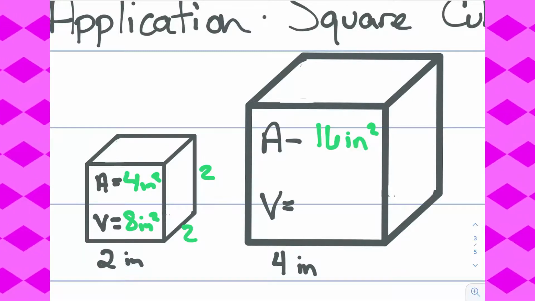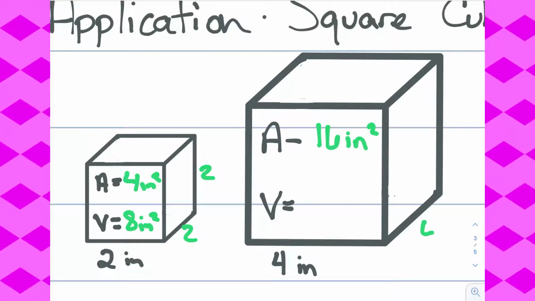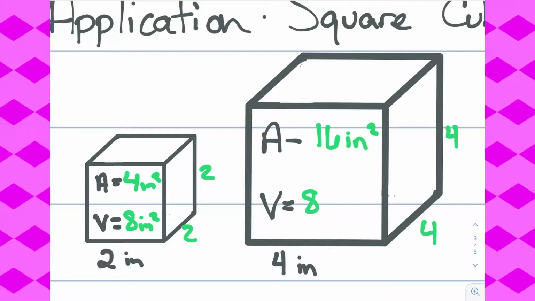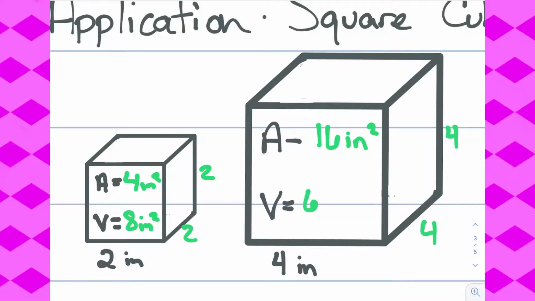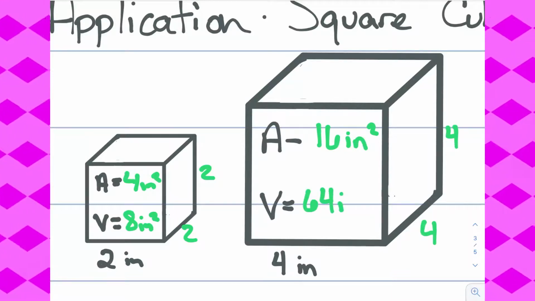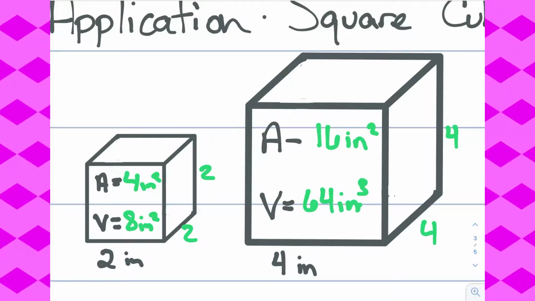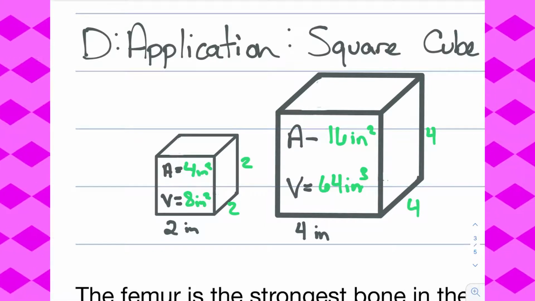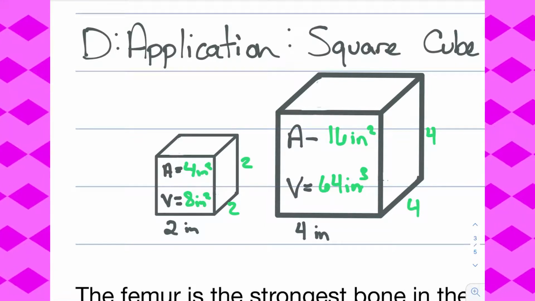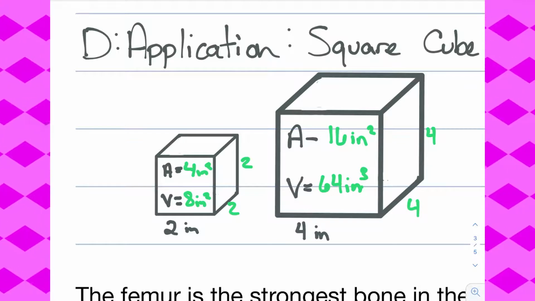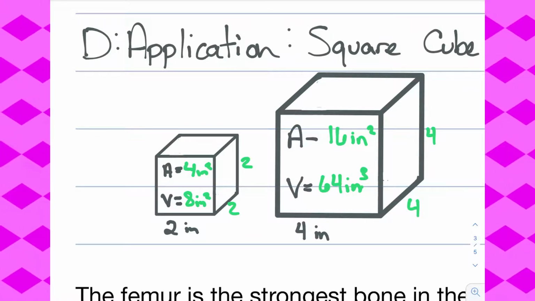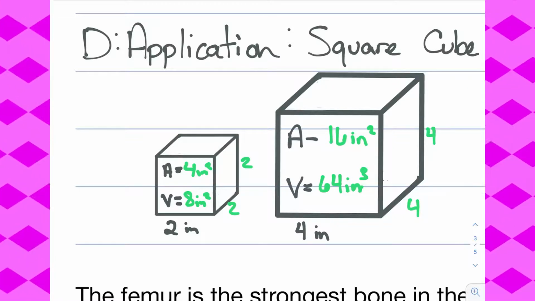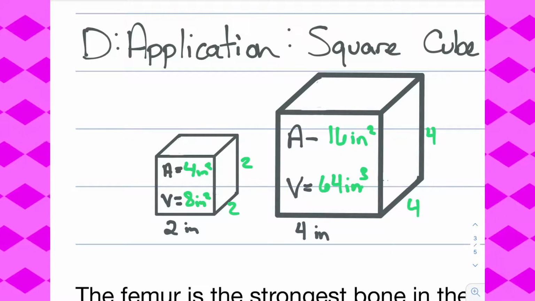So our cube is a 4 by 4 by 4 cube. So 4 times 4 times 4 is 64 cubic inches. So rather than being twice the volume or 4 times the volume, it's actually 8 times the volume. This is the square cube law. It says as we double the side length, area is proportional to our scale factor squared, and volume is proportional to scale factor cubed. Right?